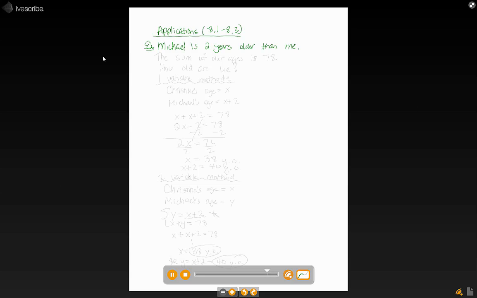Okay, the sum of our ages is 78. Oh my God. I know, I should stop using this example. How old are we? 40 and 38. Right, this one was easy, right? To do in your head. Okay. But let's do it using our old methods, okay? One variable method.